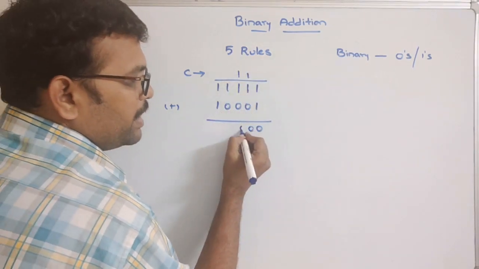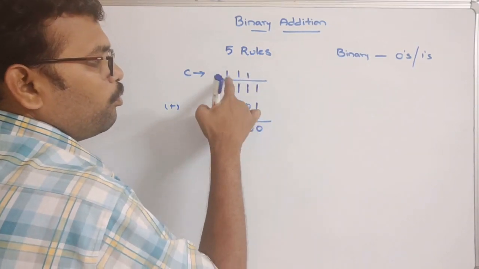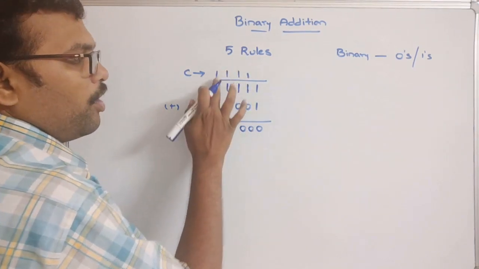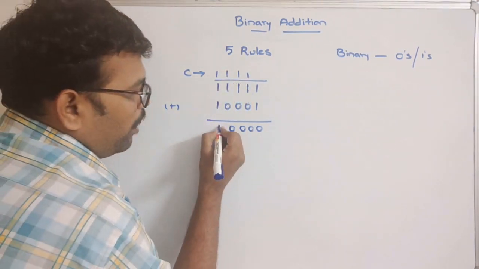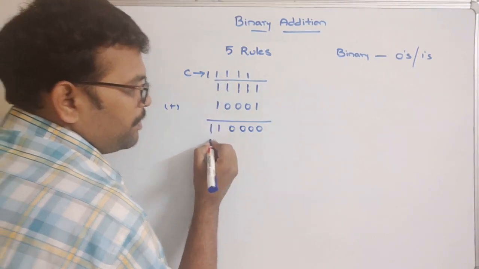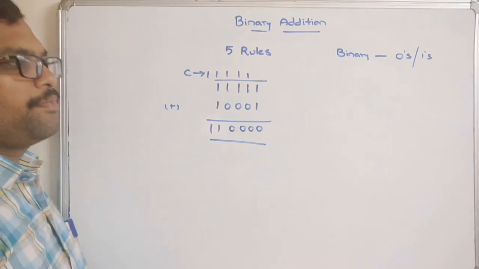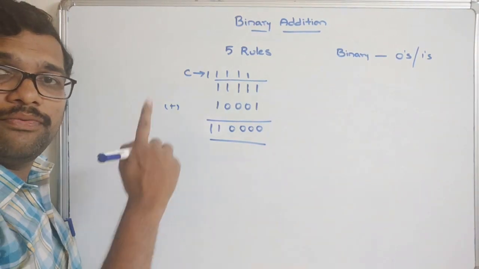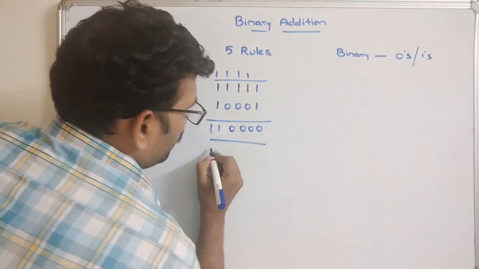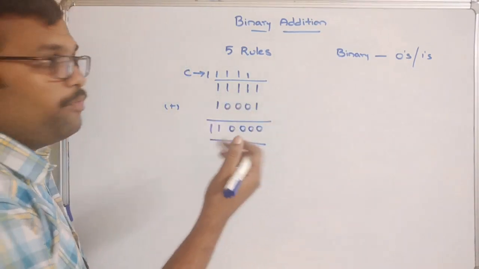1 and 1, again it's 0, carry 1. 1 and 1, again it is 0, carry 1. And all the three ones, 1 followed by the carry. So here there is nothing left, so you can simply write it here. So this is the result of adding these two numbers. So we'll see what is the result in decimal values.